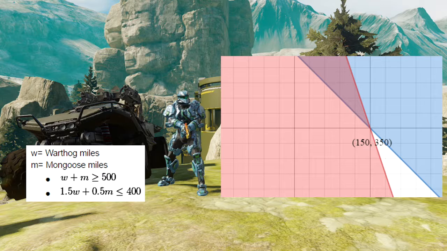However, the purple section of the graph shows that it meets both goals. So that means that the miles driven to meet both goals for the Warthog and the Mongoose is the purple section. An example of a solution is 100 miles for the Warthog and 450 miles for the Mongoose.